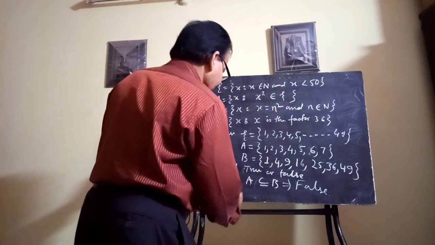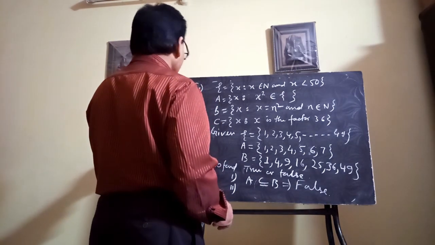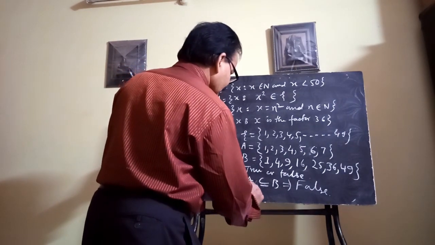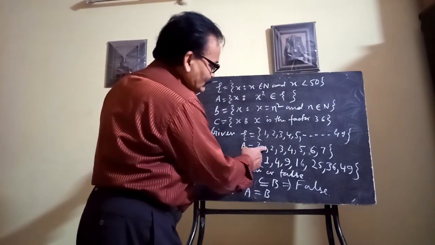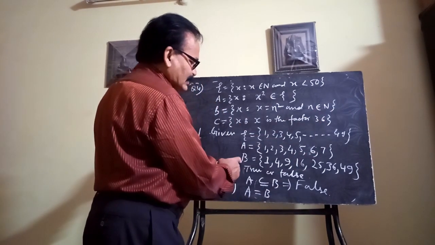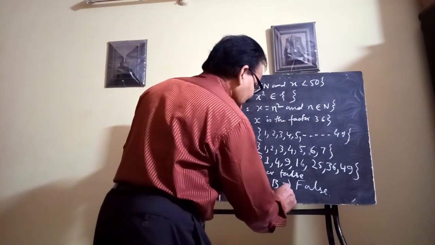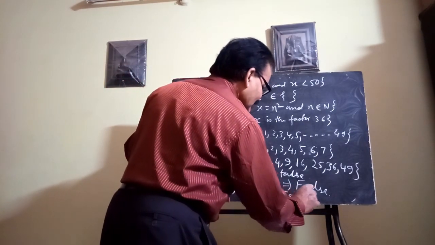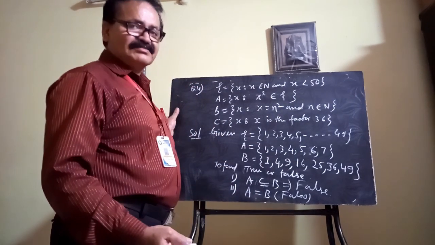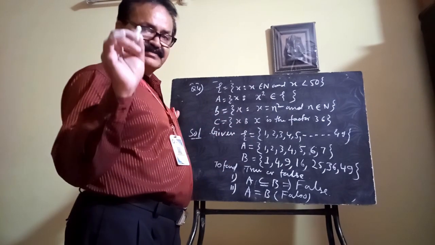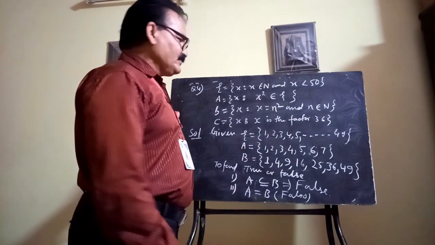Now second question is whether A equal to B or not. So you see A is 1, 2, 3, 4, 5, 6, 7 and B is 1, 4, 9. So that means they are not equal. So definitely this is also false. We have given an equal sign, but it is not equal, because for equality of sets, each and every member of the set must be equal. But here all the elements of A and B are not equal, so this is also false.